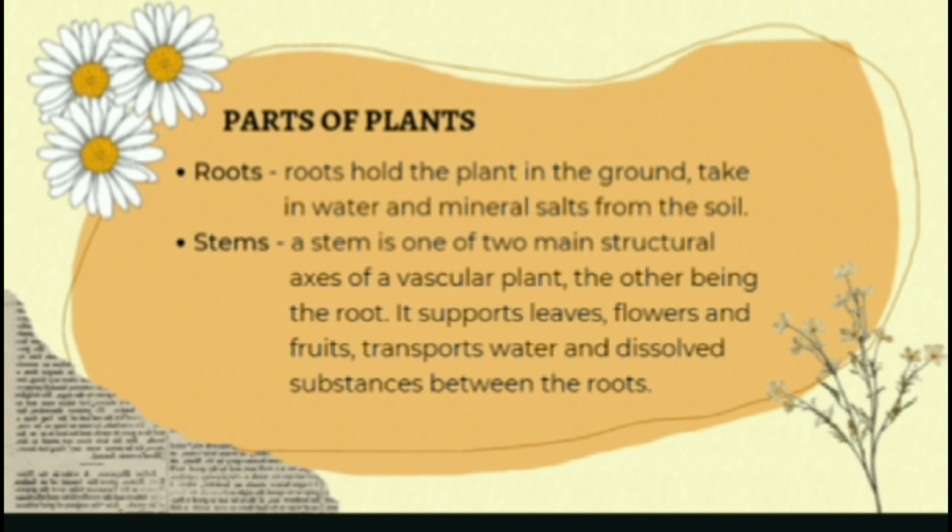Lastly is the stem. A stem is one of two main structural axes of a vascular plant, the other being the root, and it supports leaves, flowers, and fruits. Also, it transports water and dissolved substances between the roots.